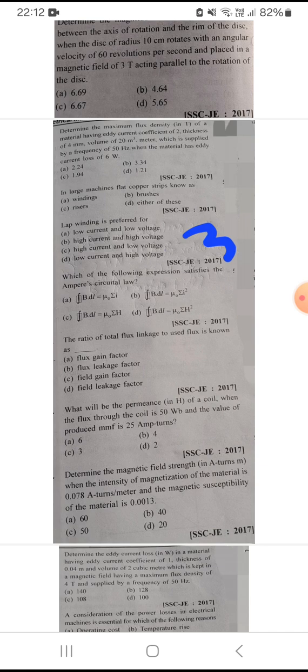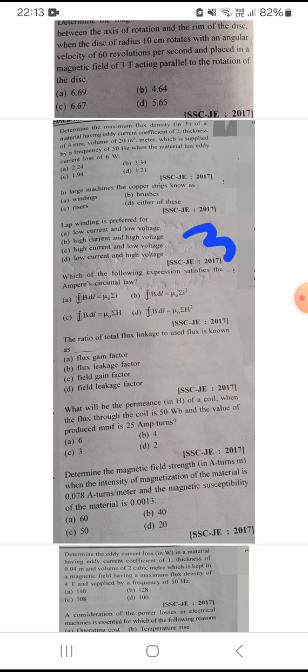Which of the following expressions satisfies Ampere's circuital law? Integral B dl equal to mu 0 summation I. The ratio of the total flux linkage to useful flux is known as, option B, flux leakage factor. Next, what will be the permeance in Henry of a coil when the flux through the coil is 50 Weber and the value of the produced mmf is 25 ampere turns?